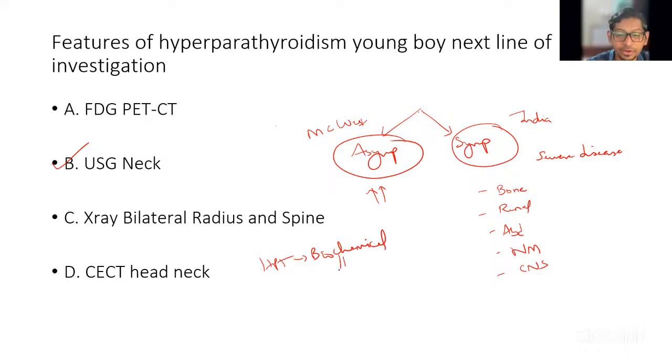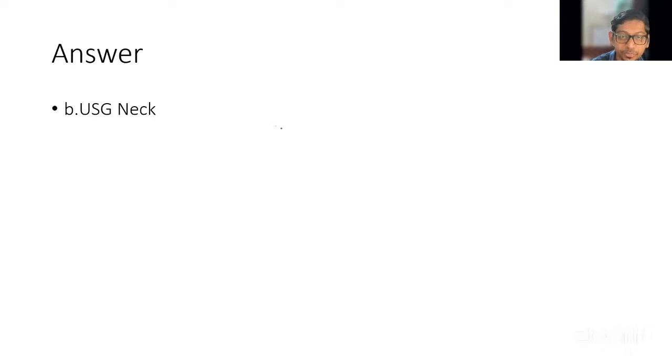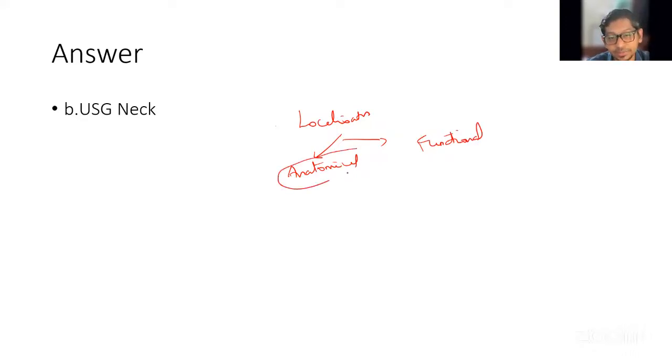However, after doing a biochemical diagnosis, we do something known as a localization. Localization requires multiple investigations. Now when we do localization for hyperparathyroidism, usually we have to do an anatomical localization, and we do what is known as a functional localization. This is a very important concept to understand in endocrine surgery. So we always do a functional imaging. For anatomical imaging, the most common imaging that we use is an ultrasound of the neck.